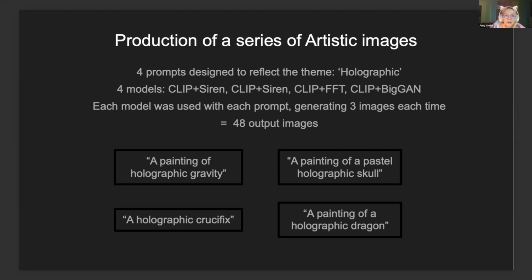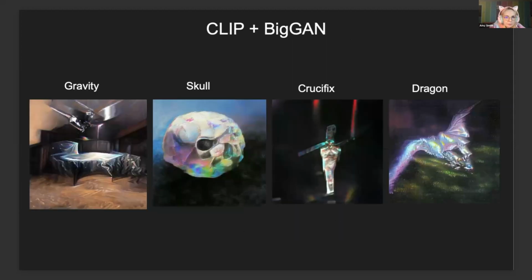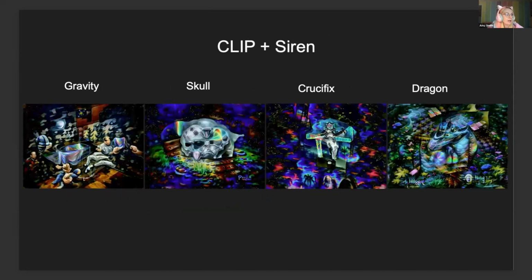Before we get to show the series, let's look at some samples taken from the pool for each model for each prompt. So we'll look at the models separately at first, and I'll linger on each slide for a little bit so you can just have a chance to look at the images, and then we'll talk about their qualities. So here's an example from each prompt using Big GAN as guided by CLIP. And then we have Siren guided by CLIP.